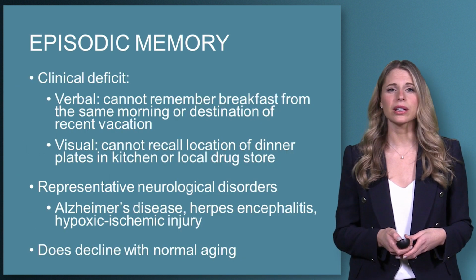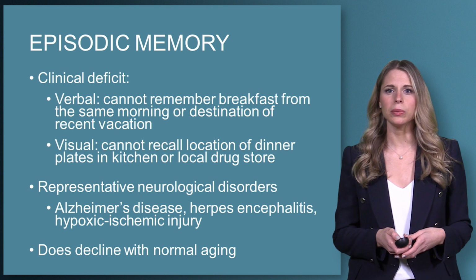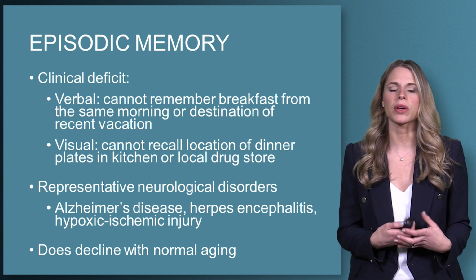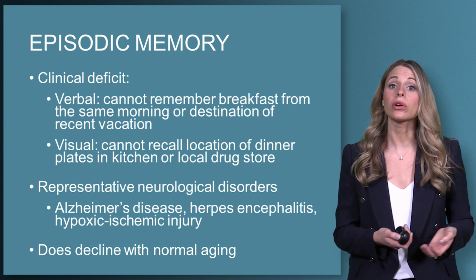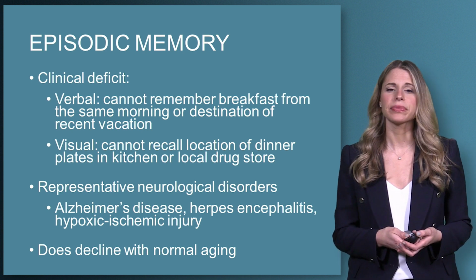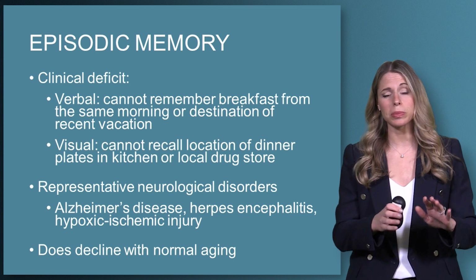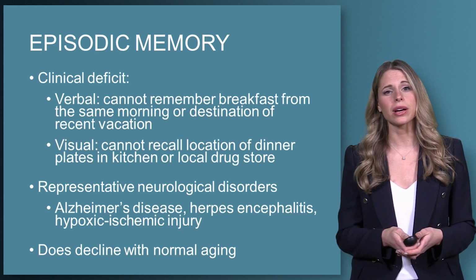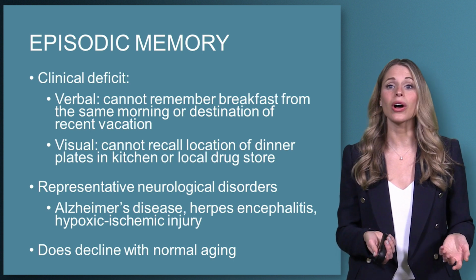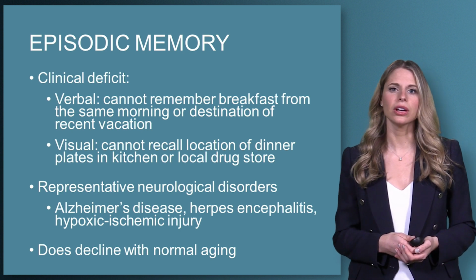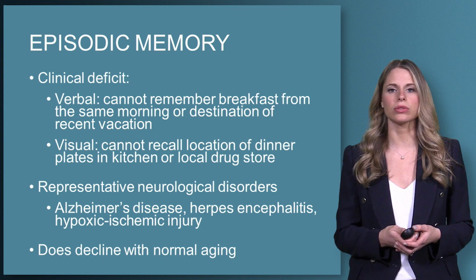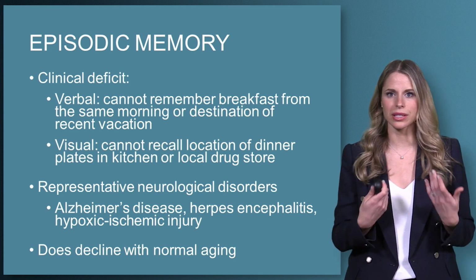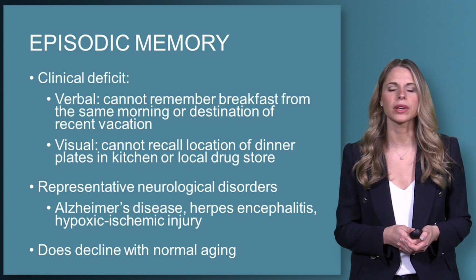An example of a clinical deficit in episodic memory would be someone who can't remember, for instance, what they ate for breakfast that morning, or they can't remember where they went on a recent vacation, for instance. Those would be examples of verbal. A visual episodic memory deficit would be that you can't recall the location of your dinner plates in your kitchen, or maybe you're trying to navigate to your local drugstore and you can't recall which side of the street it's on, whereas you knew this previously because you've been there lots of times.